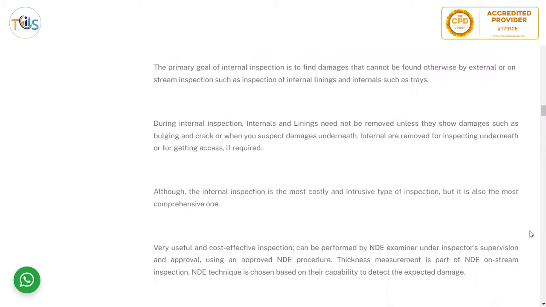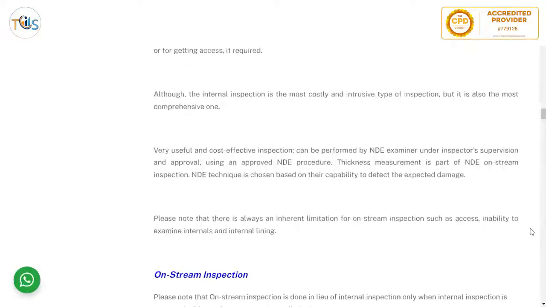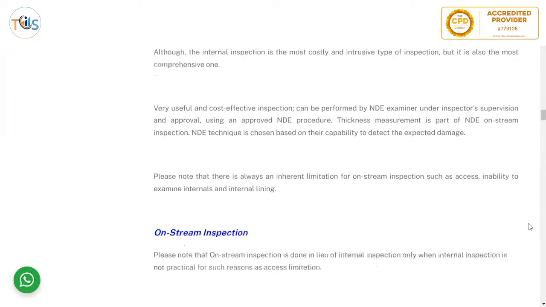Although the internal inspection is the most costly and intrusive type of inspection, it is also the most comprehensive one. Very useful and cost-effective inspection can be performed by NDE examiner under inspector supervision and approval, using an approved NDE procedure. Thickness measurement is part of the NDE on-stream inspection. NDE technique is chosen based on their capability to detect the expected damage.